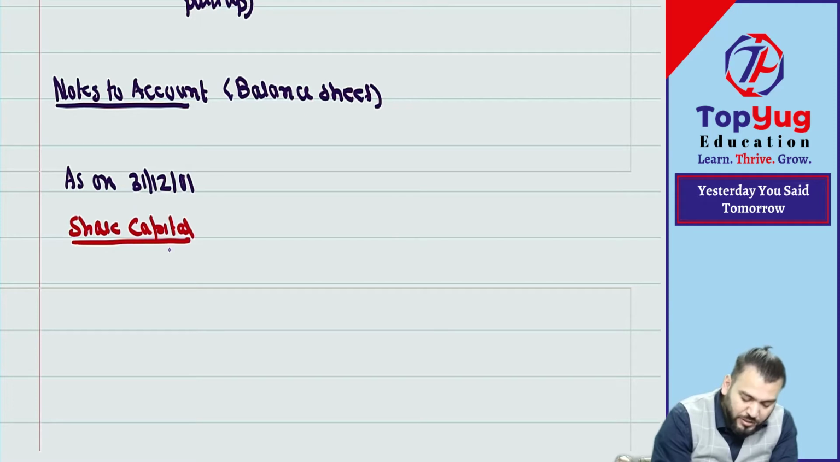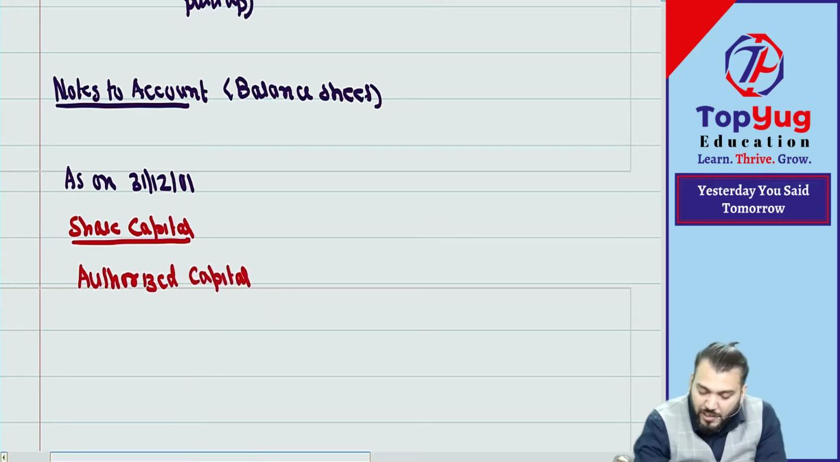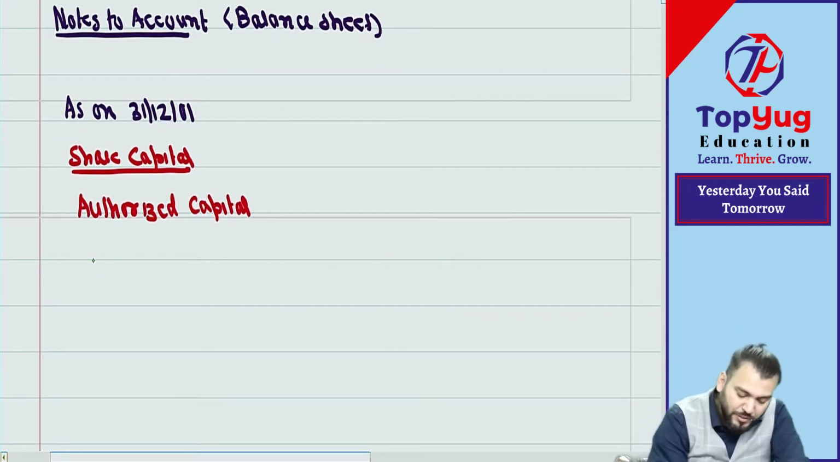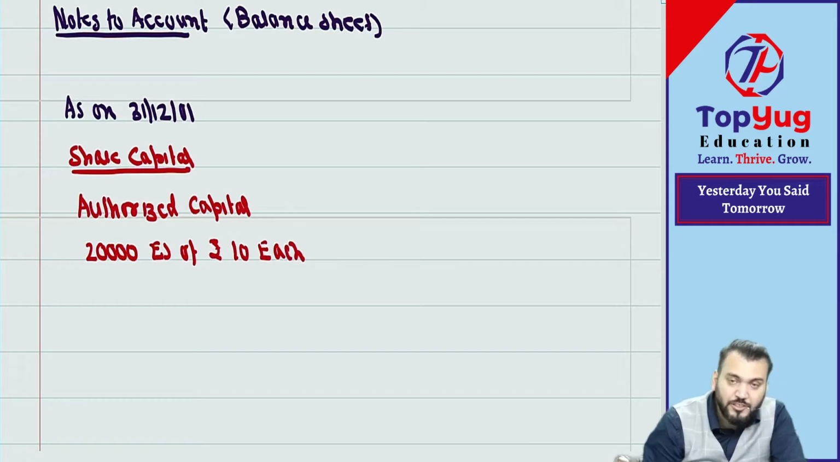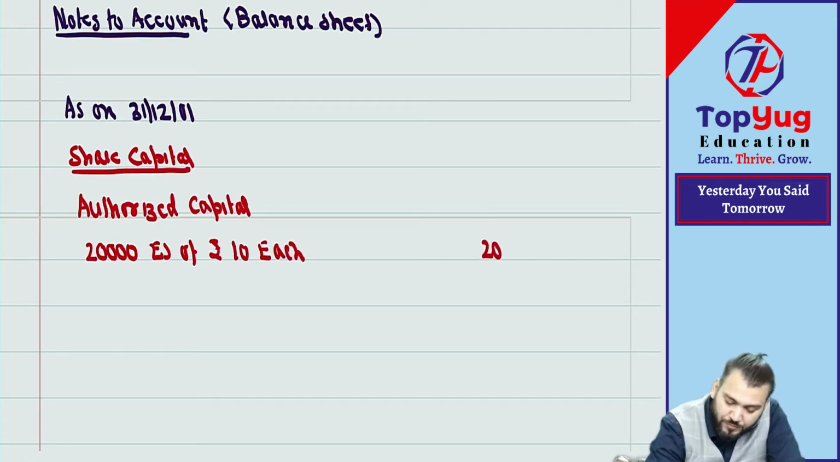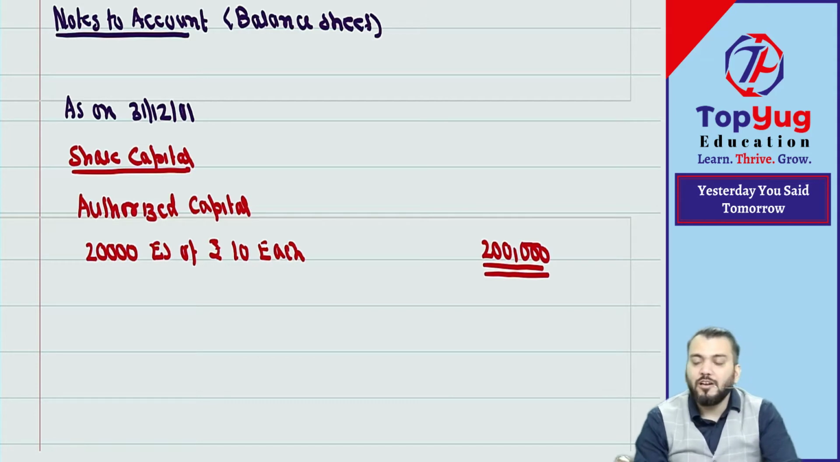So first we write down authorized capital. Initially the authorized capital was how much? It was 20,000 equity shares of rupees 10 each. Means this was how much? 2 lakh. You all know that authorized capital we will close it. It will not be added to the amount in balance sheet.